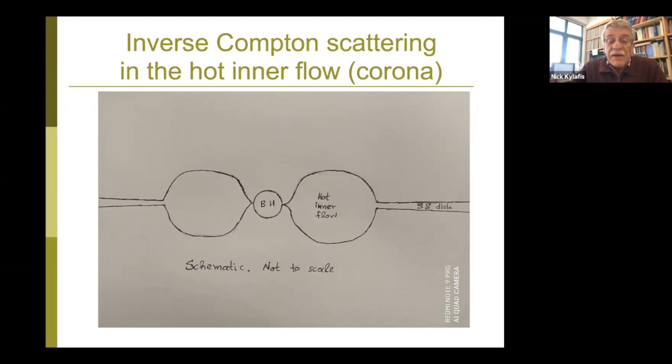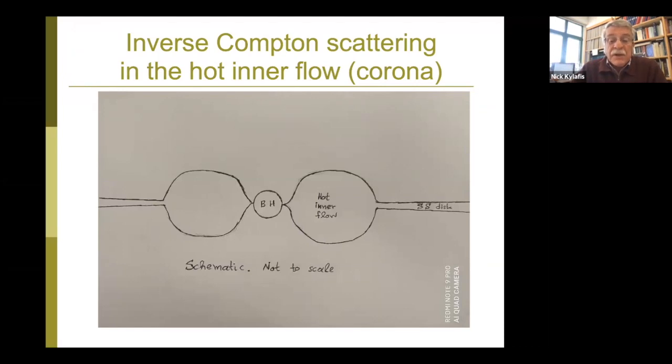Should I say a few more words about the Shakura-Sunyaev disk? It has been proven analytically by Shakura and Sunyaev back in 73 that if you have a lot of accreting matter, then the disk is radiatively efficient and it cools and it is thin.